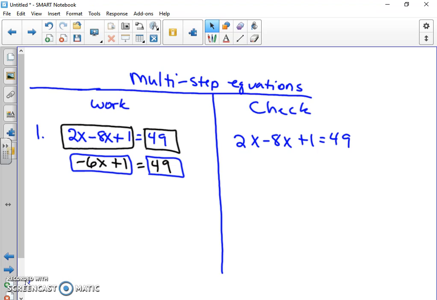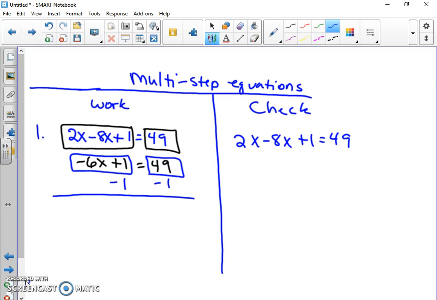So now we're going to start moving things from one side of the equation to the other. So we're going to solve for the variable x. Now we have like a two-step equation, and we've done these before. So we're going to undo this right here, the plus 1, so we're going to subtract 1. Remember the rule, whatever you do to one side, you do to the other. So now we're going to bring that negative 6x, that cancels, equals 48.